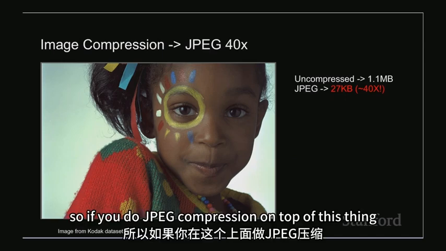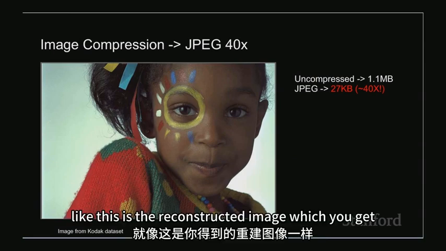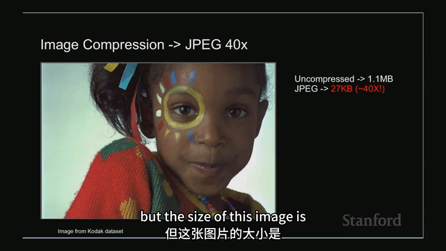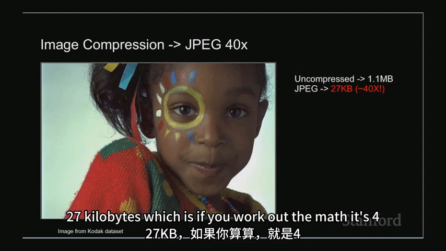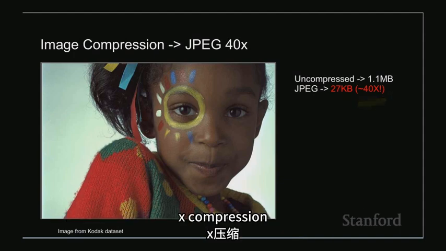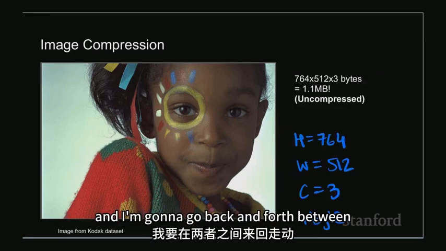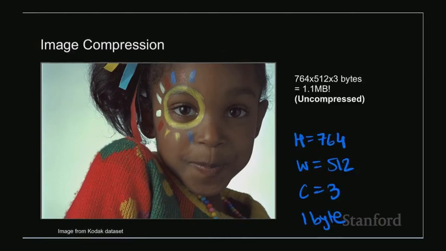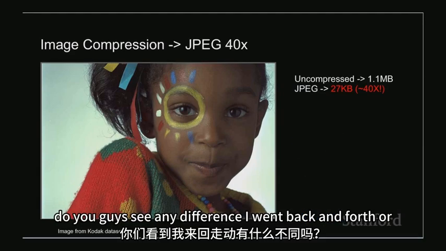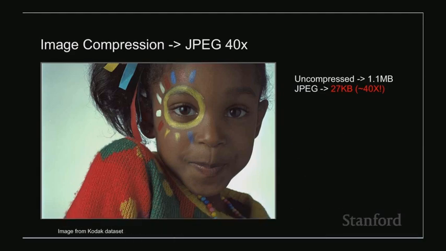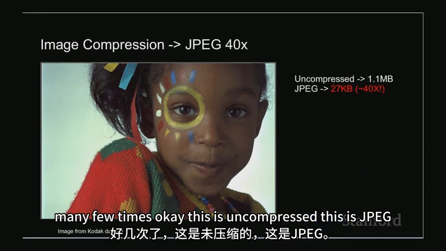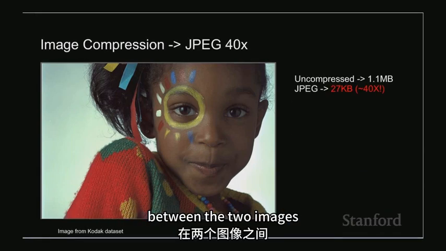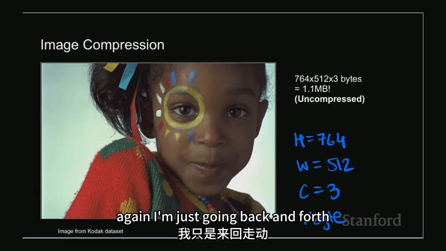Okay, so if you do JPEG compression on top of this image, this is the reconstructed image which you get. But the size of this image is 27 kilobytes, which, if you work out the maths, is 40x compression. And I'm going to go back and forth between these two. Let's see. Do you guys see any difference? I went back and forth a few times. So, okay, this is uncompressed, this is JPEG. I'm going to just keep going back and forth between the two images.